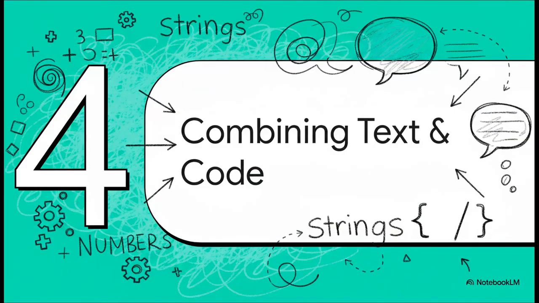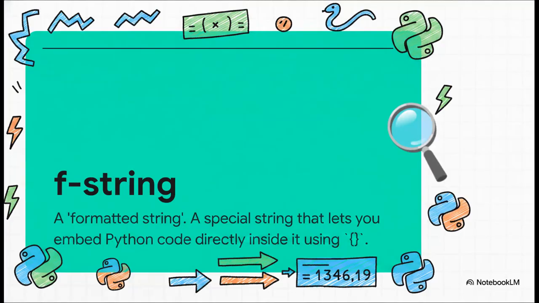Okay, so we've got our two worlds, right? Text on one side, numbers on the other, but the real magic, the real power, happens when you start blending them together. How do you actually put the answer from some math inside a sentence? The absolute best, most modern way to do this in Python is with something called an F string. The F stands for formatted. And trust me, these things are a game changer. They're like these super-powered strings that let you just drop live code right into the middle of your text.